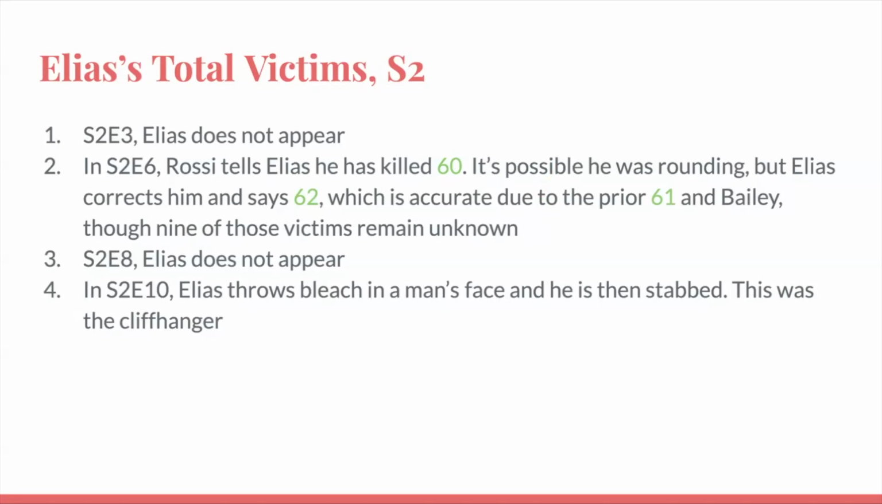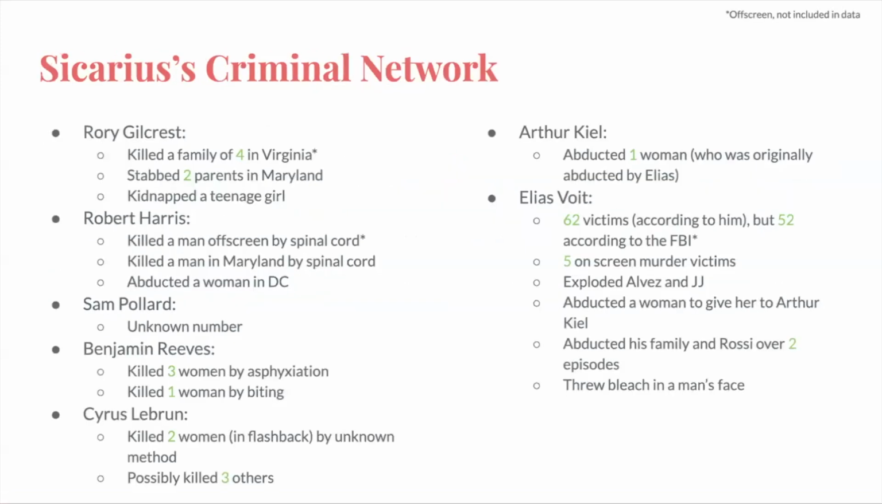And so unless there are three other criminals who killed themselves at Elias's instruction that we don't know about, I still don't see how this adds up. But then, of course, Elias Voit had a criminal network. So these are the criminals involved in Sicarius' criminal network with all of their respective crimes. If there's an asterisk next to the crime, that means it is off-screen and not included in my data.